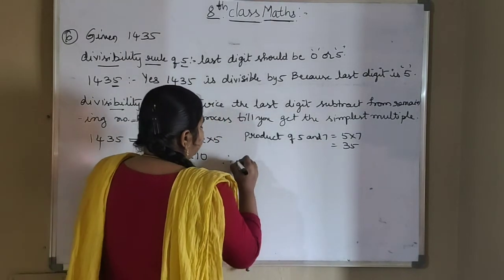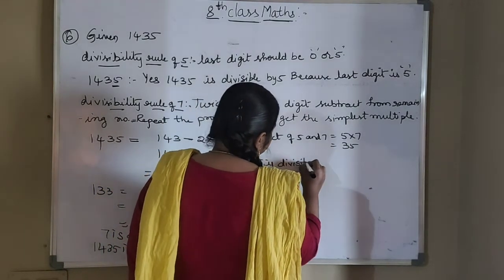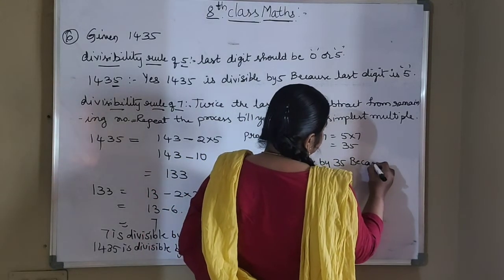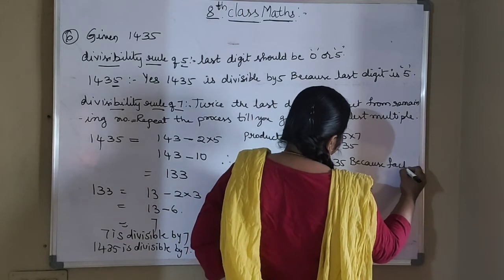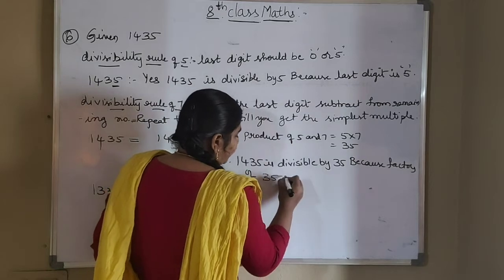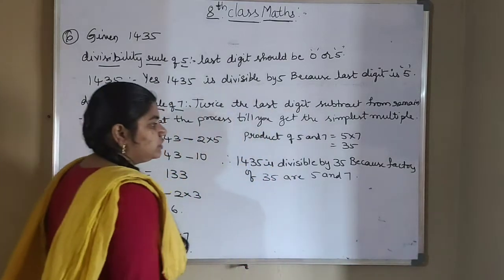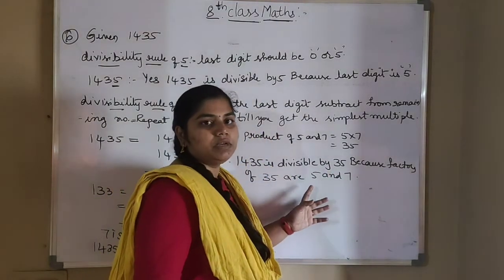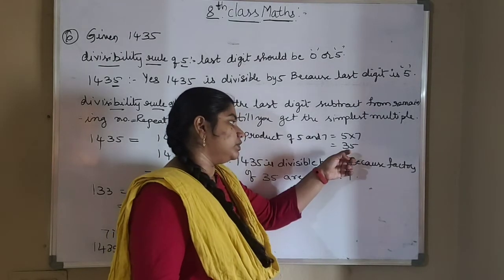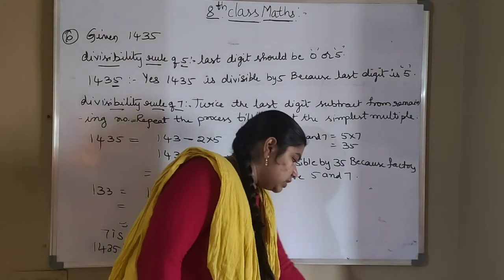So therefore 1435 is divisible by 35 because the factors of 35 are 5 and 7. So if it is divisible by 35, it will be automatically divisible with 5 and 7. In the same way, if they are divisible with 5 and 7, it will be divisible with 35 also. So this is our 6th question. Next is the 7th one.